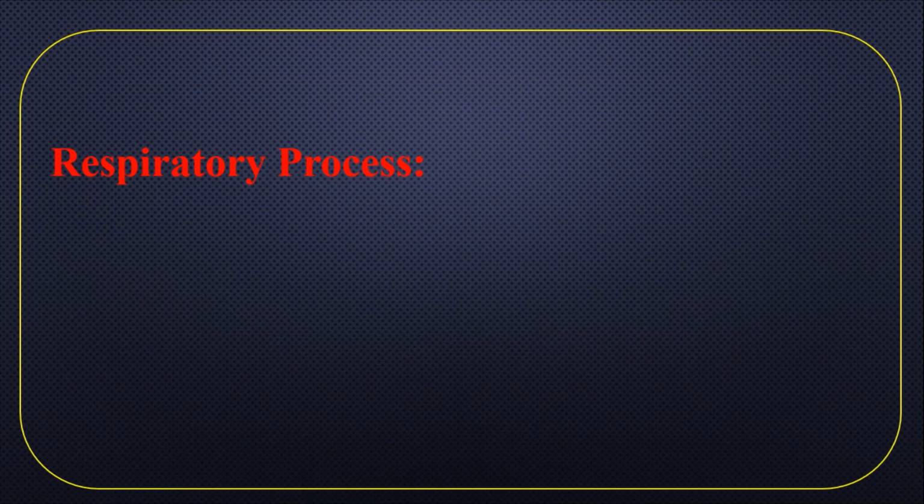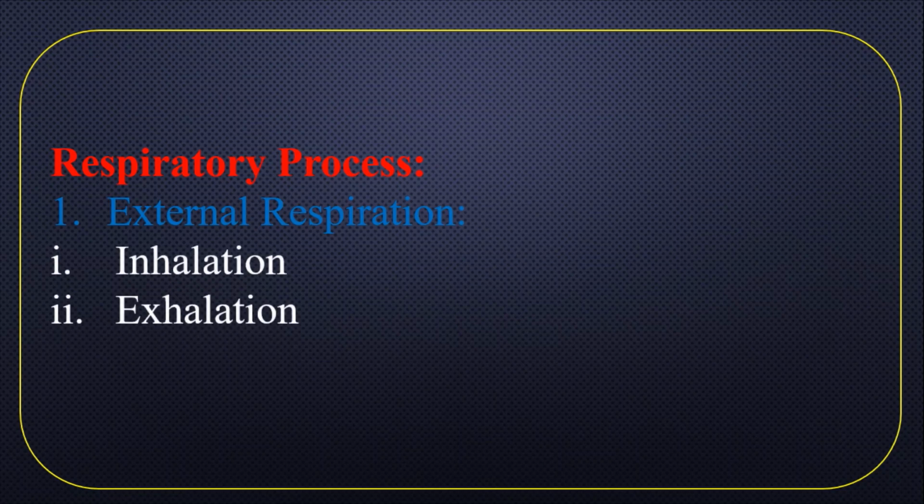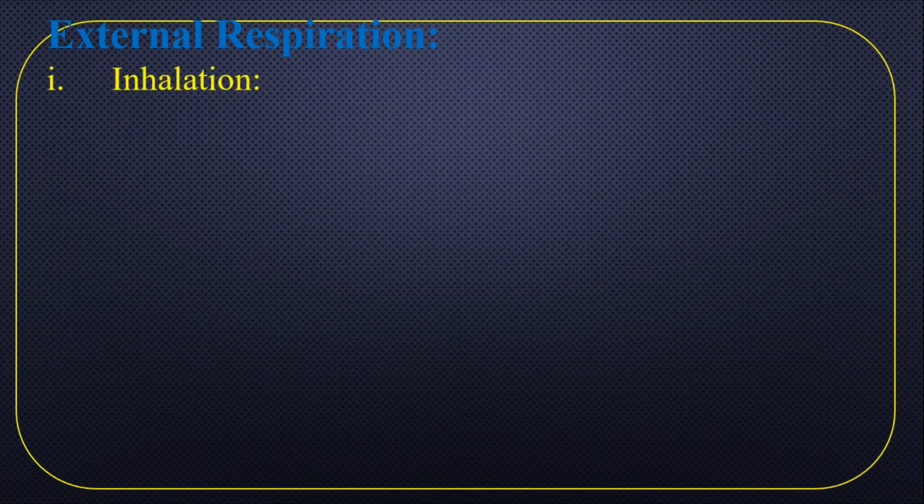Now, the respiratory process or respiratory method. The respiratory process of humans, we may divide into mainly two. Number one, external respiration. Number two, internal respiration. External respiration is again divided into two: inhalation and exhalation. Internal respiration. Let's see about external respiration. Inhalation.